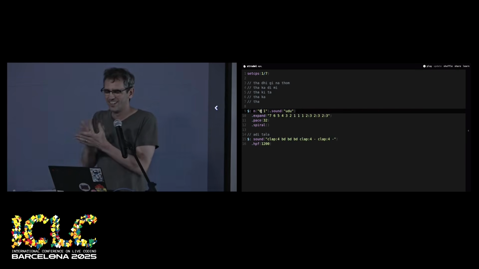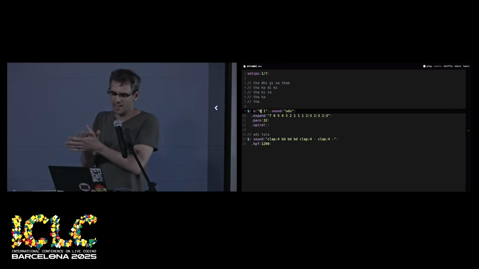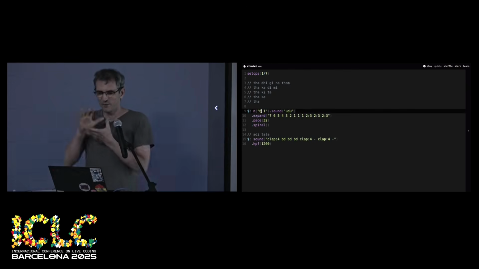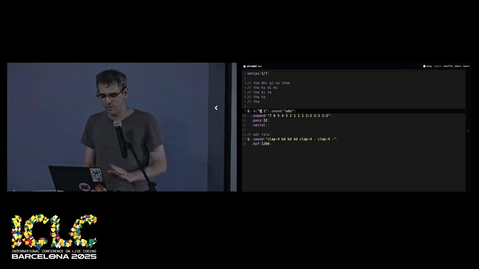Ta, ka, ta, ka, ta, ka, taka, taka, taka, ta. Yes. That was actually 2 cycles, but it still fit those 2 cycles perfectly, which you'd kind of expect, because I've just doubled everything.